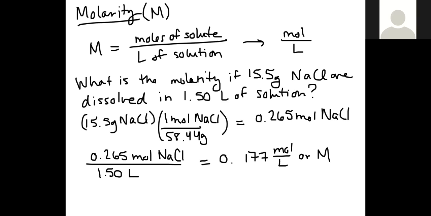Now, I just found the molarity of the compound NaCl. However, when you dissolve things, what do they do? When you dissolve ionic compounds, what do they do? They split into their ions, okay? So you can find the concentration of individual ions within that compound as well.